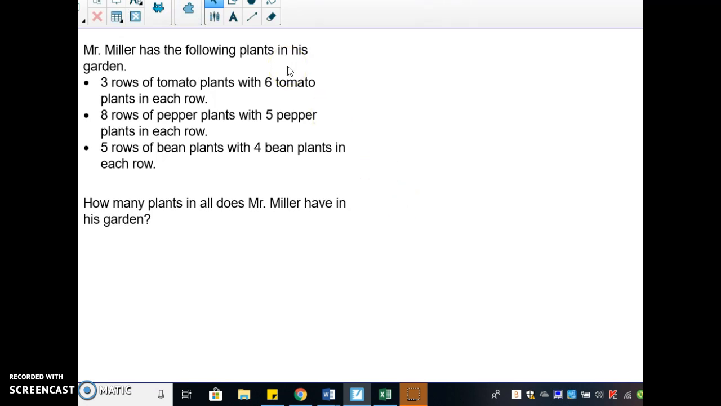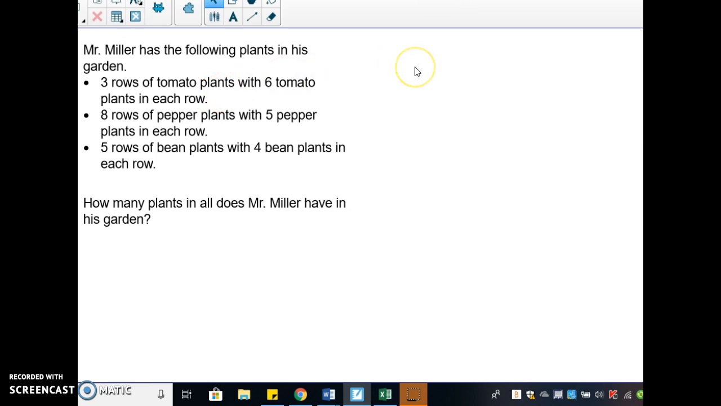Well, it seems that there are 3 parts to this problem. Maybe 4 parts, because I'm going to have to multiply 3 rows times 6, 8 times 5, 5 times 4, and then I'm going to have to add the products for each of these to figure out how many plants in total. Now, when I think of the word rows, it reminds me of all that work that we did with arrays. So I think I'm going to create arrays for each of these sets of plants.